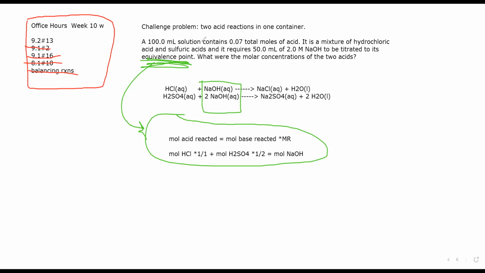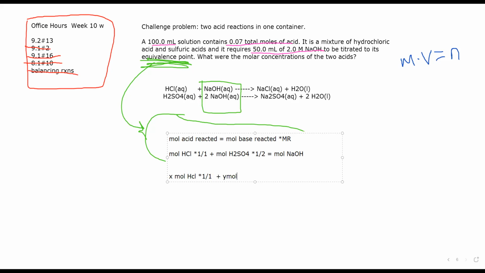So pieces of information that are useful: 100 milliliters doesn't really matter in this case. I've got my total moles here. I've got my moles of sodium hydroxide here. I'm going to be using that important equation, molarity times volume equals moles. So let's plug in a few pieces of information we know. For this situation, I'm going to have X moles of HCl. I don't know how much it is, but I know it's going to be some value of X.